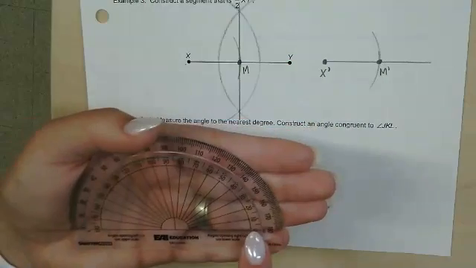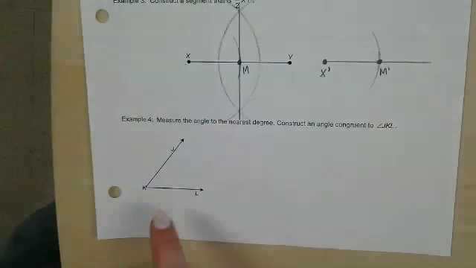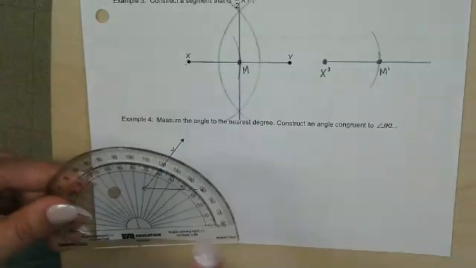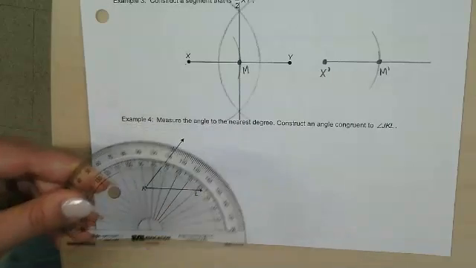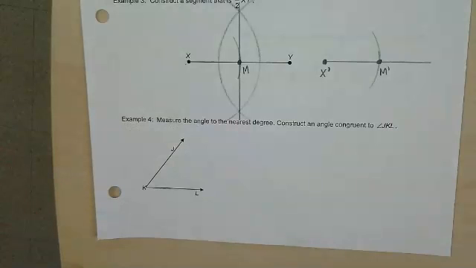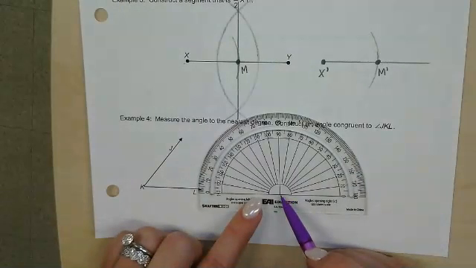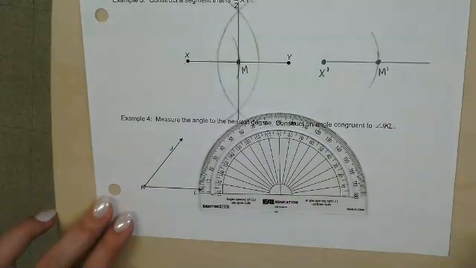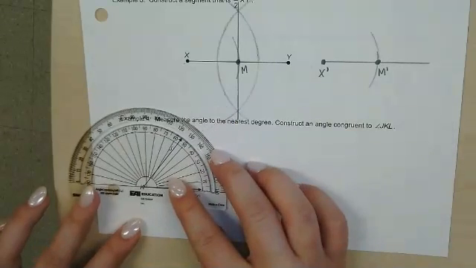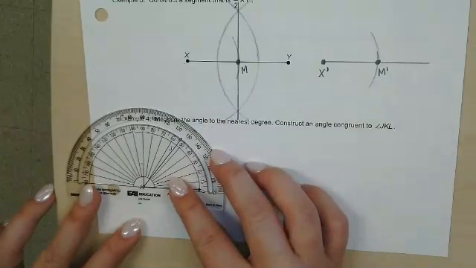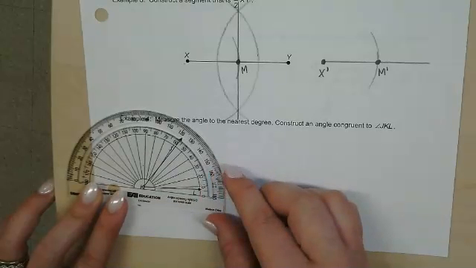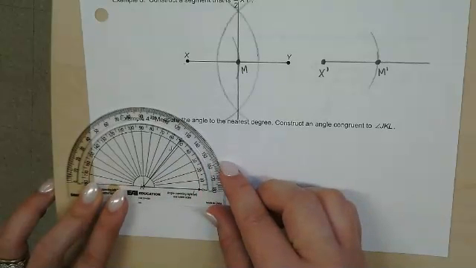Now, depending on which way your angle is facing, that could change. But since our angle opens this direction, we're going to want to look at the numbers on the inside. All right. So you see this little T in the protractor right here in the middle? You're going to put that T right on top of the point at K. Put that T right on point K. And then the line that's labeled 0, you want to put that right on top of the ray KL.